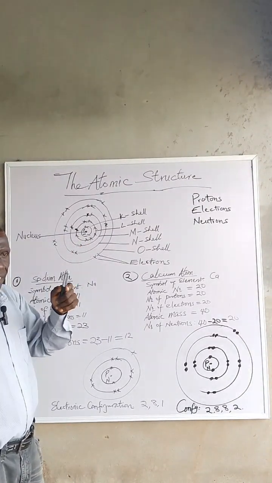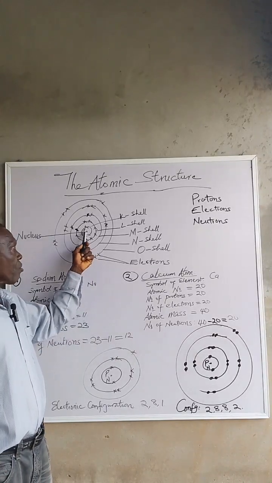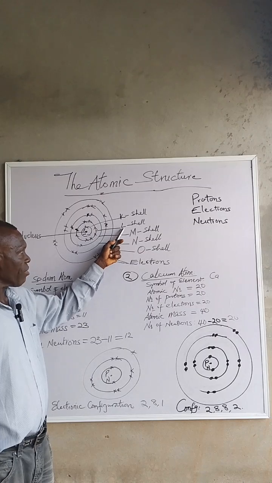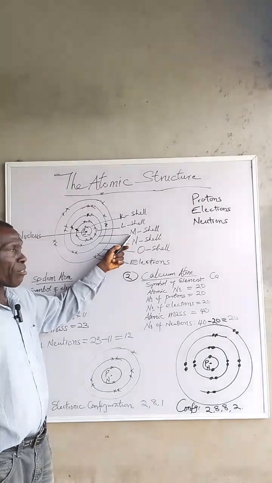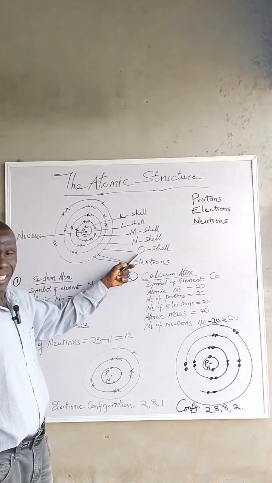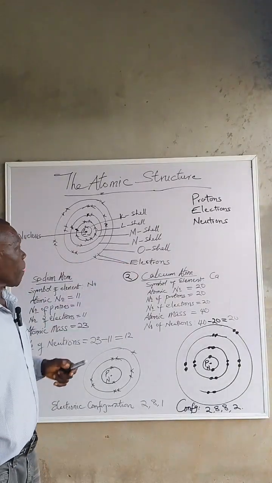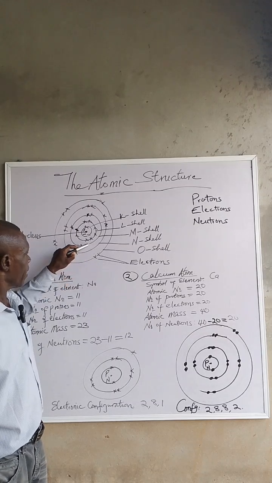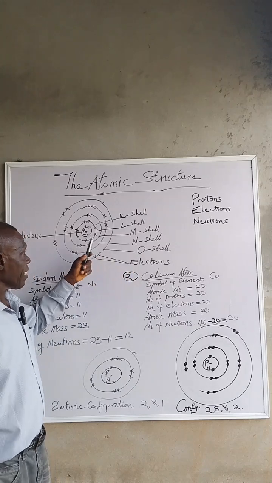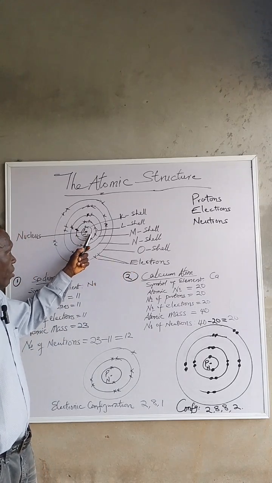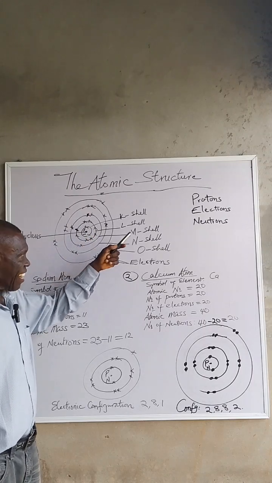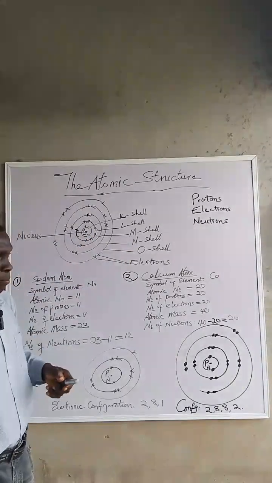The shell or the orbital that is closest to the nucleus is called the K shell. Next to it is the L shell. Next to the L shell is the M shell. Next to the M shell is the N shell. Next to the N shell is the O shell, and so forth and so on. Now, these X's you are seeing represent electrons. So, in the center, you have the nucleus. The nucleus is surrounded by shells or orbitals. The orbitals are occupied by electrons, which are negatively charged particles.